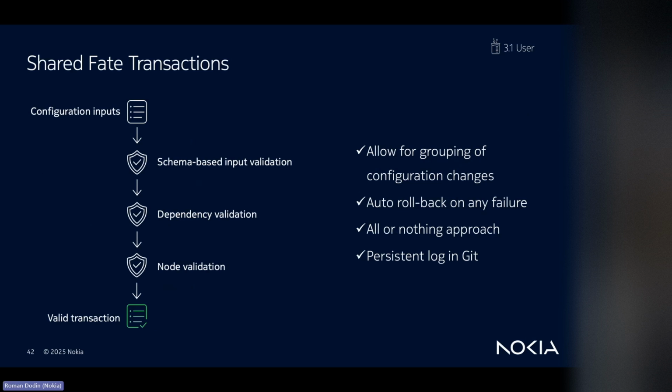With transactions, you also have multiple safety checks, right? You have schema-based input validations. So if I put some text in the BGP ASN number, the system will not let me even try to commit this. This will be intercepted by the first step, the schema validation, before you even start talking to the nodes. Then there is dependency validation. If you have to rely on a pool and the pool is not there, you will not be able to even start checking the transaction over. And there is, of course, the node validation.